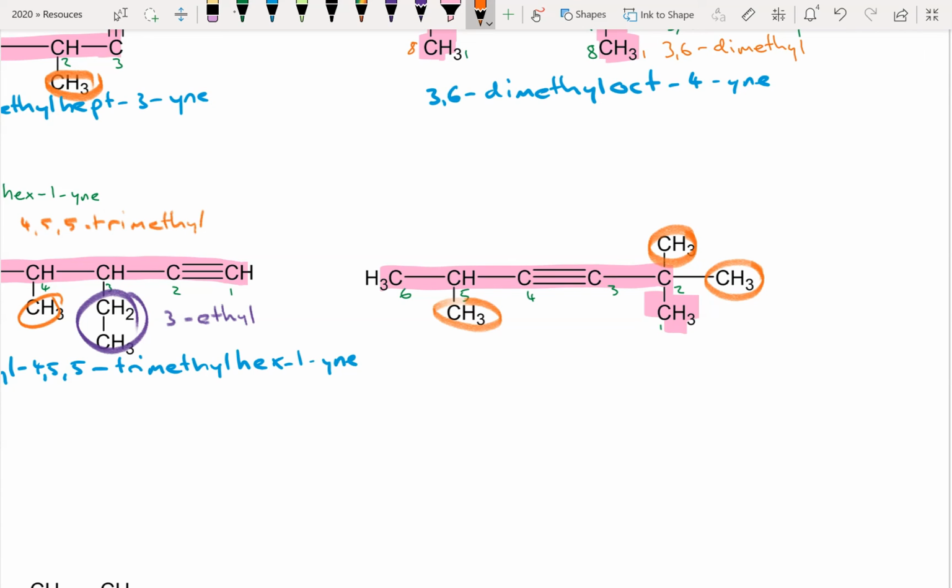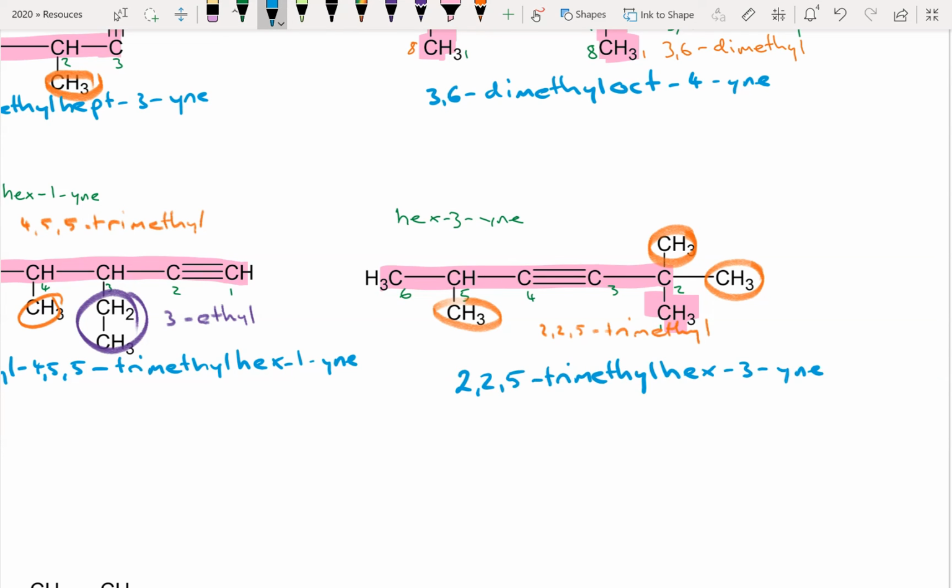However, this way, we have 2,2,5-trimethyl. Otherwise, it would be a 2,5,5-trimethyl, and we can see that the numbers have to be higher. We want the numbers to be as low as possible. So we have 2,2,5-trimethyl hex-3-yne. So remember, there's one where it does matter which side we come in from.